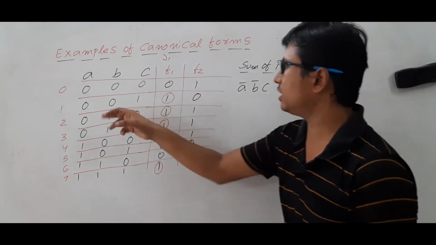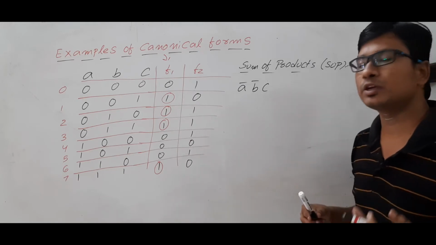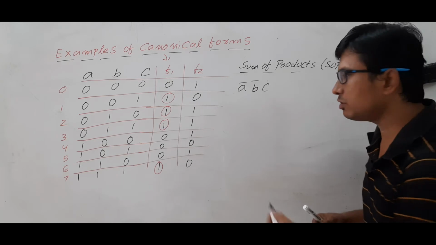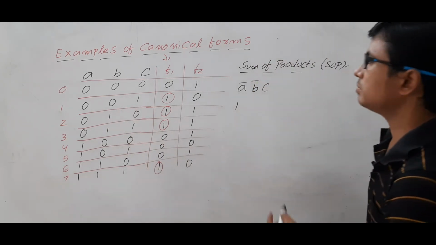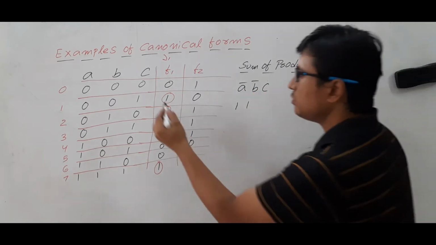So if you take the A value as 0, are you able to understand why I am taking it as A complement, B complement and C? A value is 0, so A's complement value will be 1. Will you agree with me or not? What is the B value? B value is 0. B's complement is what? 1. C value is what?